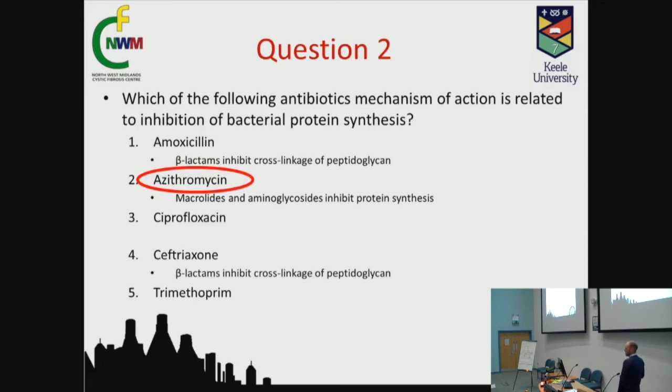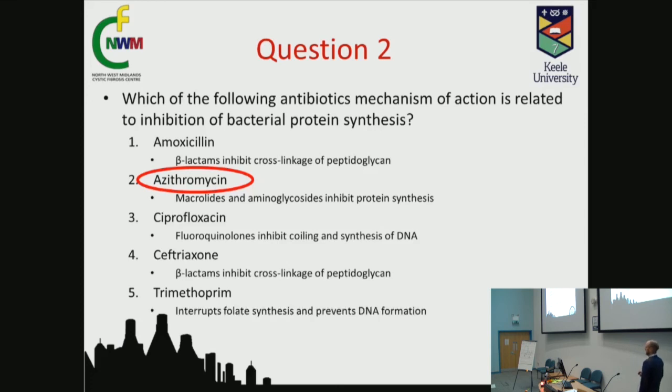It can't be amoxicillin or ceftriaxone. They're both beta-lactams, and we know that they directly attack the cell wall by inhibiting cross-linkage in peptidoglycan. Cipro we've spoken about is all related to the synthesis of DNA through affecting its coiling and uncoiling, and trimethoprim is true to its impact on folate synthesis. So with relatively few key bits of knowledge about how antibiotics work, you can work through what seems like quite a complex question.